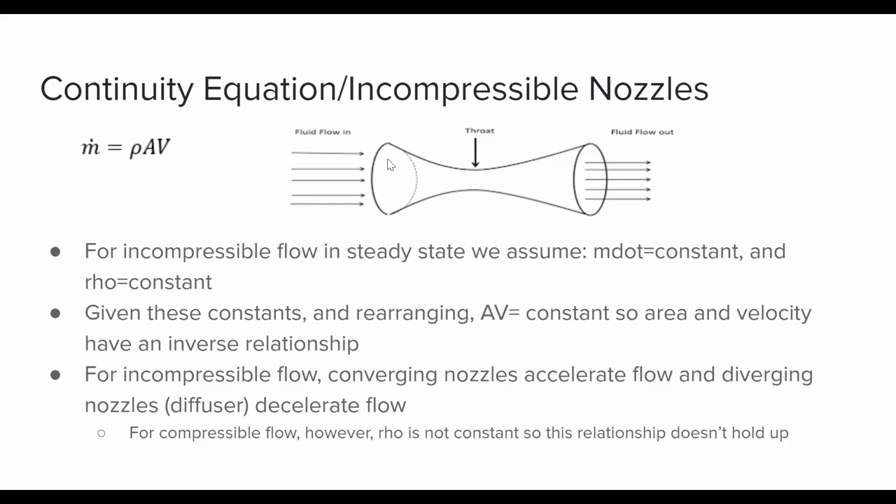So basically, we'll look at a converging diverging nozzle with an incompressible fluid. In fluids, a converging nozzle is just called a nozzle. A diverging nozzle is sometimes called a diffuser. And basically, with incompressible fluids, fluid flows in, and in the converging section, it'll accelerate, and in the diverging section, it'll decelerate.